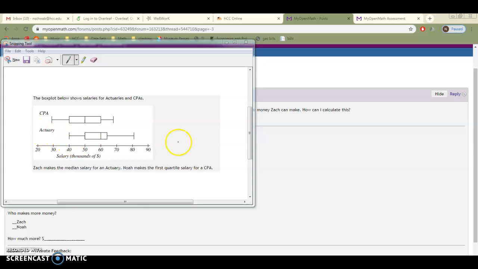Here's the minimum. Here's the maximum over here. This is their first quartile. This is our third quartile. And this is the second quartile or the median. So Zach makes this amount of money. Let's go ahead and draw that in. There we go. Right there.